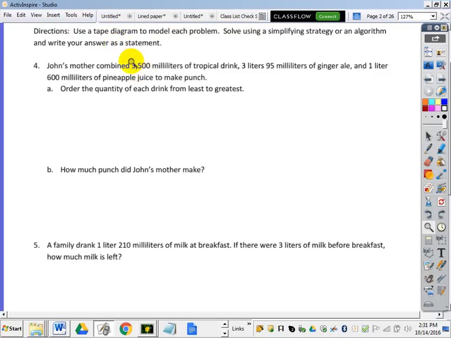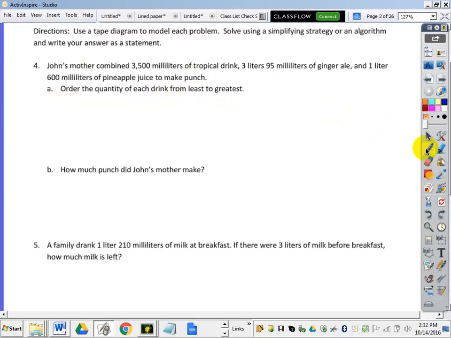3,500, that's 3 liters and 500 milliliters. Okay, we know this part. Now they're doing liters and milliliters separated. Okay, so they're trying to trick us a little bit. That's okay. Now they got 3,095 milliliters. They're trying to trick us here of ginger ale. And 1 liter, 600 milliliters of pineapple juice to make a punch. Order the quantity of each drink from least to greatest.